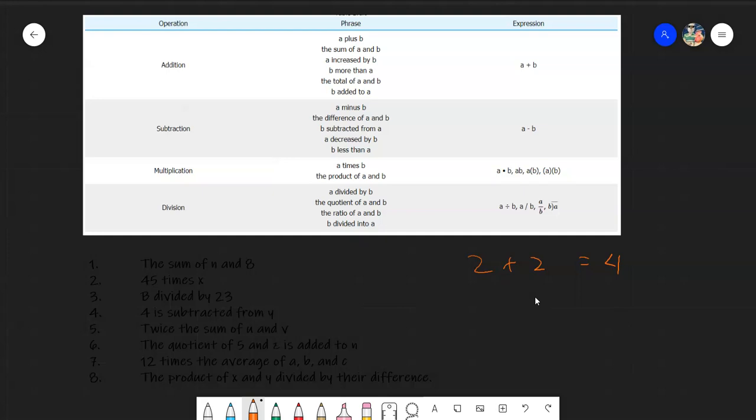As you can see here on the screen, I have taken the liberty of taking a screenshot of one of the many keywords that you can take off the internet for the operations. For addition, there's a lot. We have sum, increased, more than, the total, etc. Subtraction as well, multiplication, and also division.